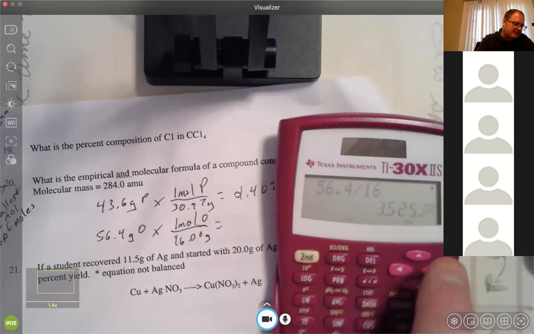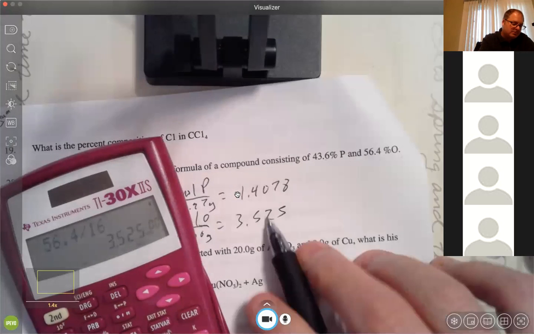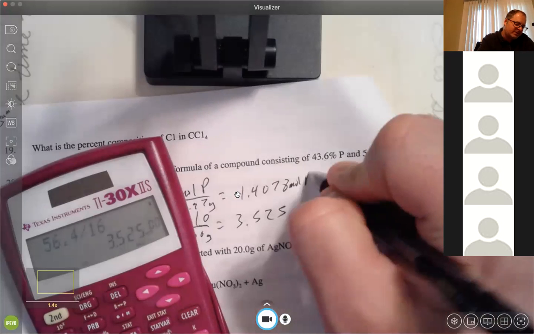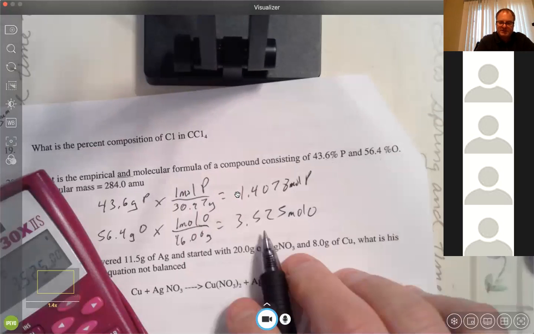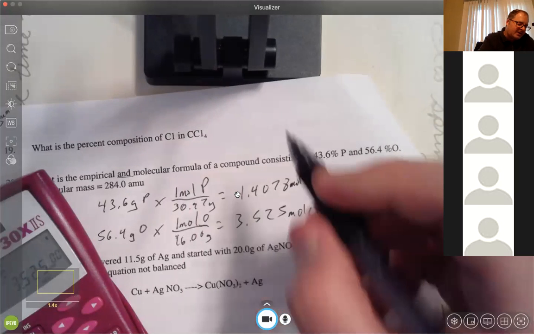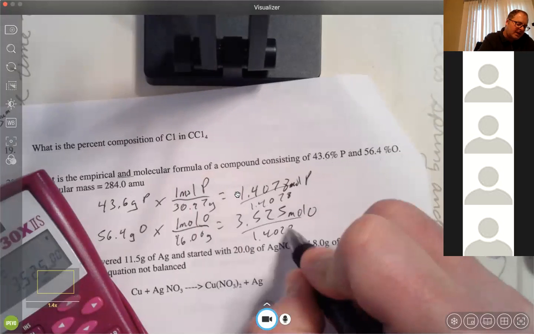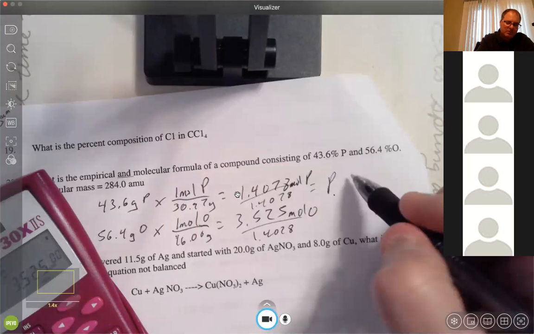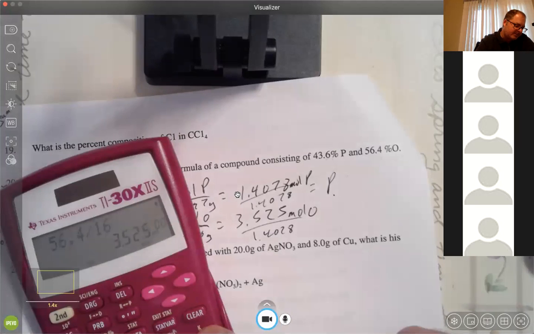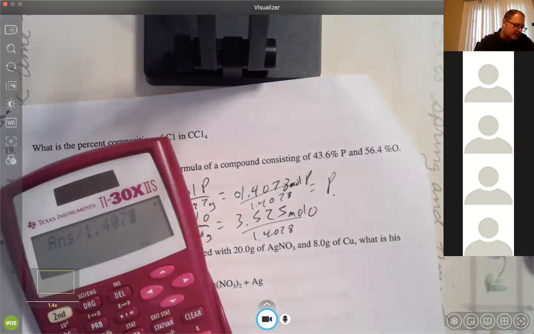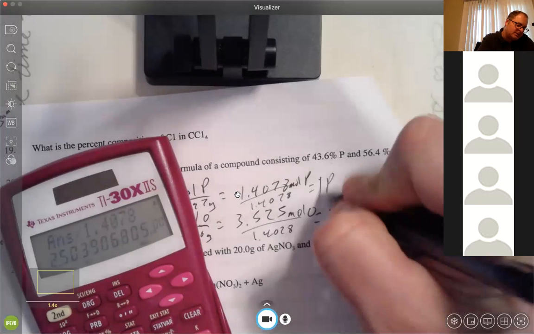56.4 divided by 16 is 3.525. So out of these two, that's how many moles of P we have for a 100 gram sample, and that's how many moles of O we have. Out of these two, we want to make a ratio. If we divide by the lowest one, we get a P1 to O something, right? So we take that 3.525 and divide it by 1.4078, and we get 2.5. So 1 P to 2.50.